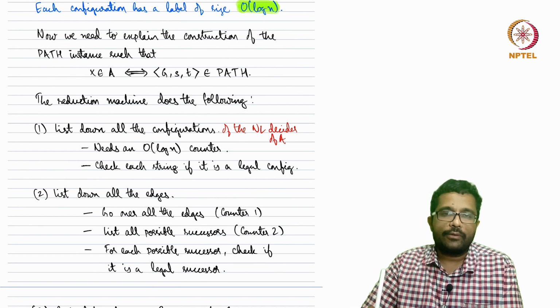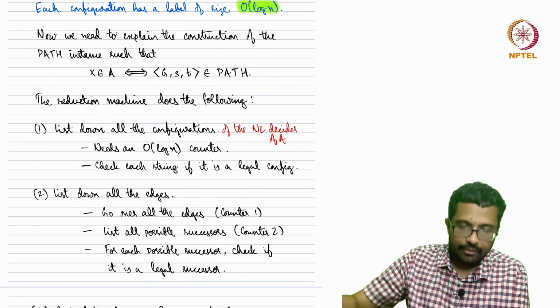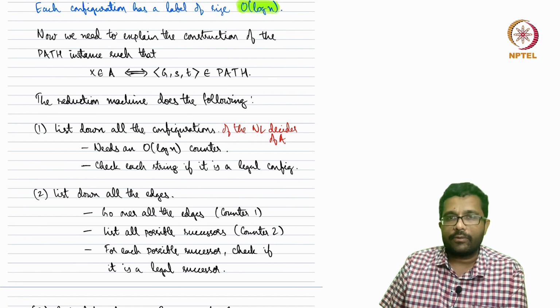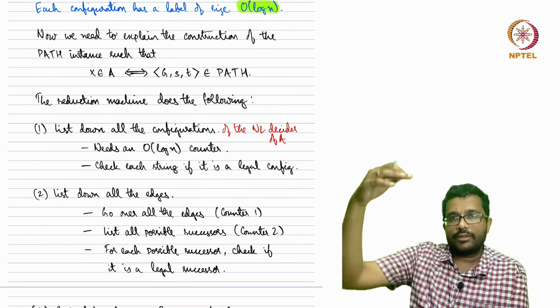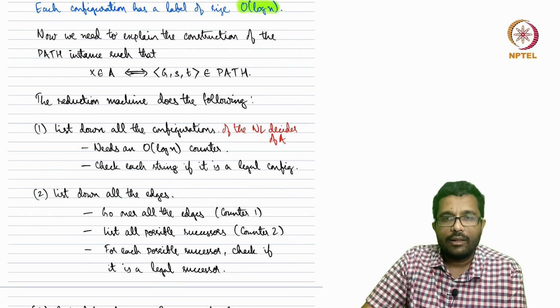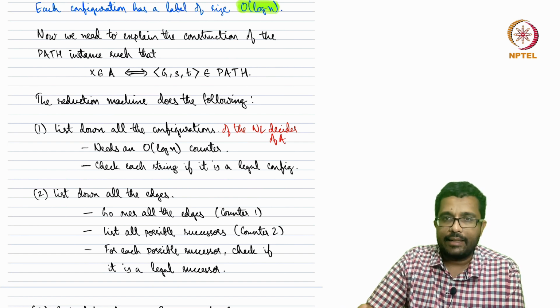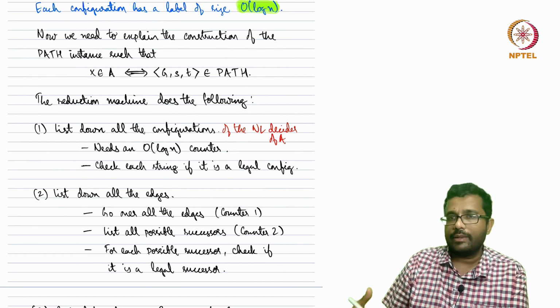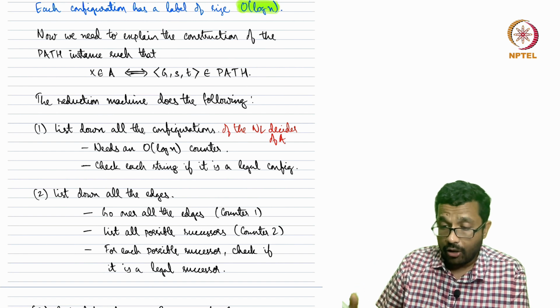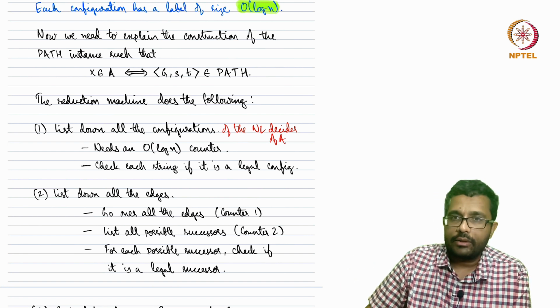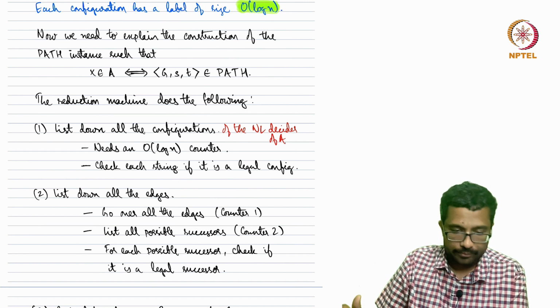So it needs a counter of O(log n), and once we produce a string, we just check whether it's a legal configuration. So we'll have listed down all the configurations at the end of this. If it is a legal configuration, we list it down. Remember, we are not being charged for the output. We are only being charged for the work.